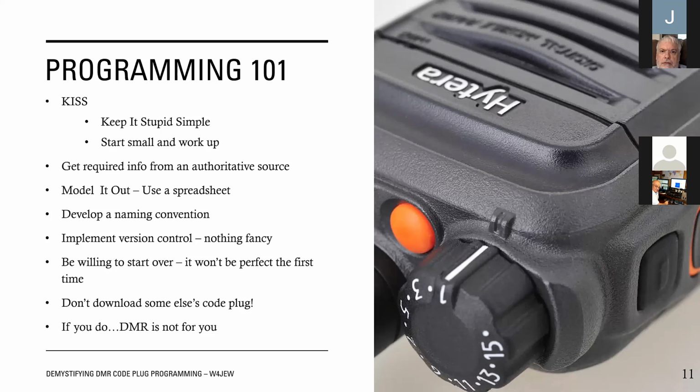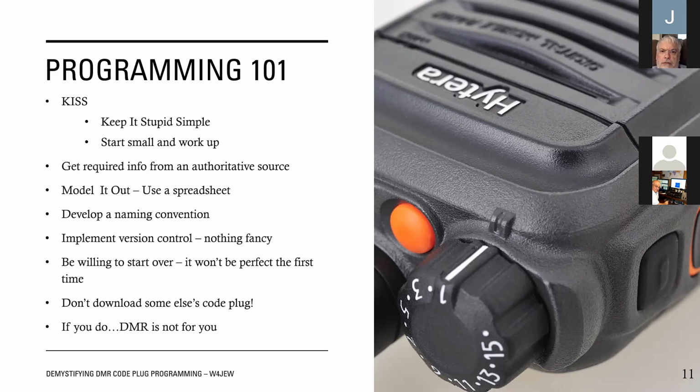KISS, keep it stupid simple. Start small and work up. When I got into DMR, the first thing I did was go online and try to find a code plug that had the most stuff in it. Oh, this is awesome. Hundreds of channels, thousands of channels, every possible contact, every repeater in the Southeast. You know how many of those I actually use? I don't know, maybe 10. The bigger the code plug is, the harder it is to maintain.